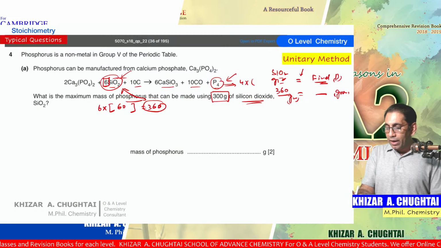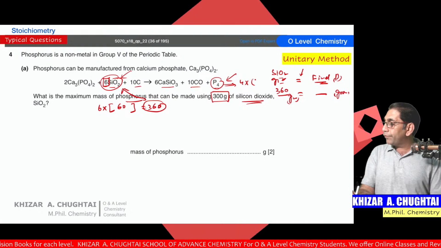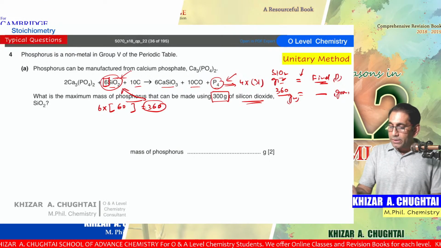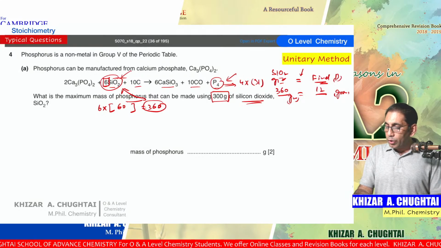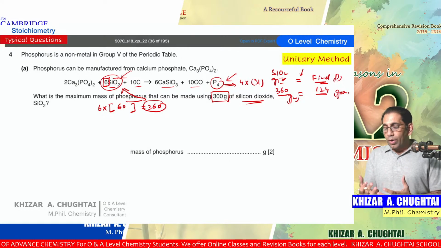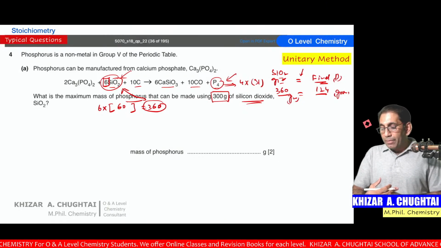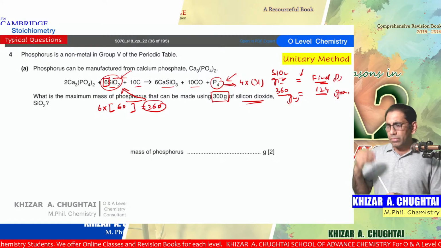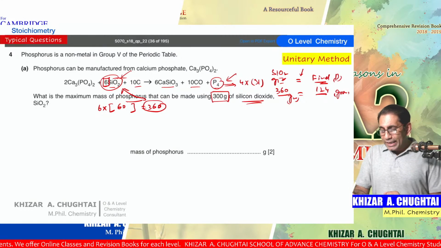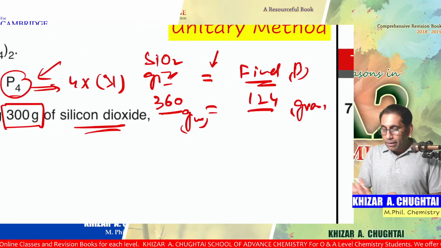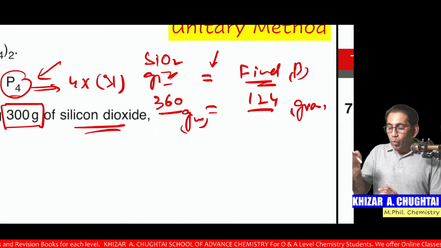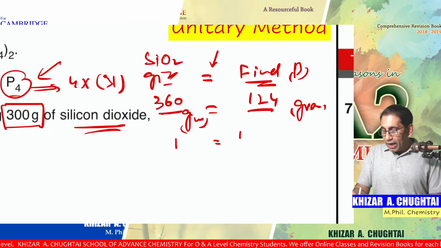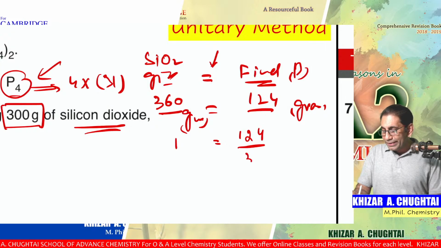4 into the Ar, that is equal to 31, if I am not wrong. Yes, 31. So its answer is 124. Now you are having the simplest calculation. You can compare these two values manually. Once again, 360 gram can be used to make 124 gram. If I am using 1 gram of SiO2, the answer will be 124 over 360.